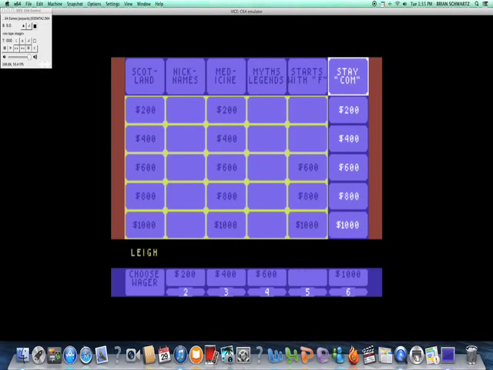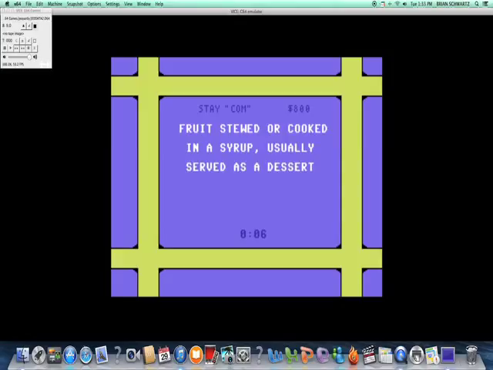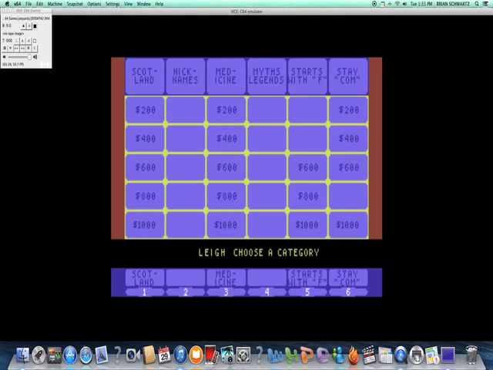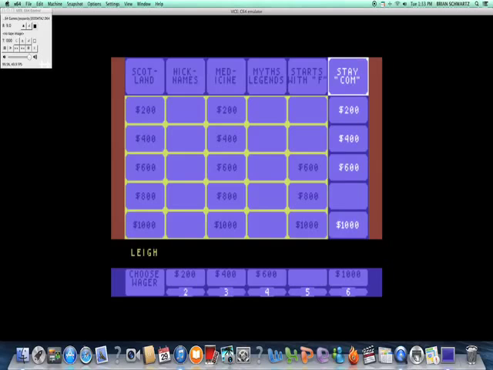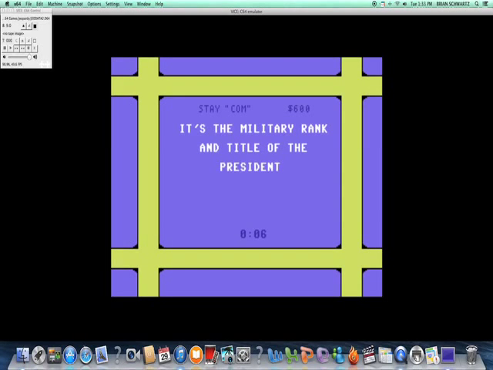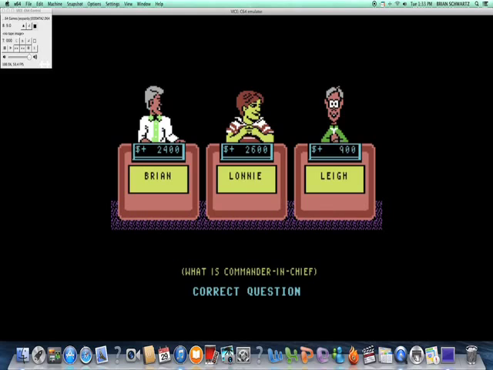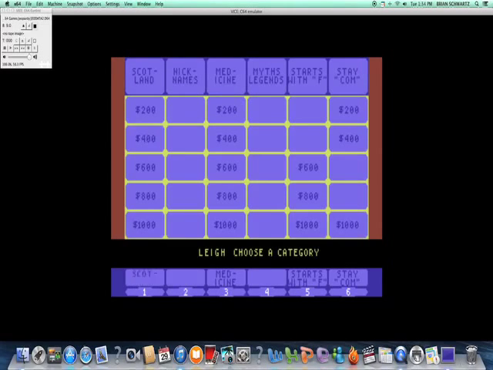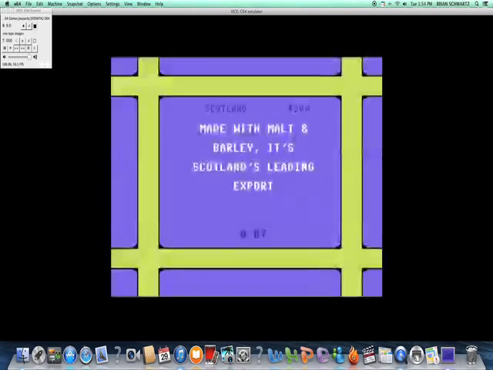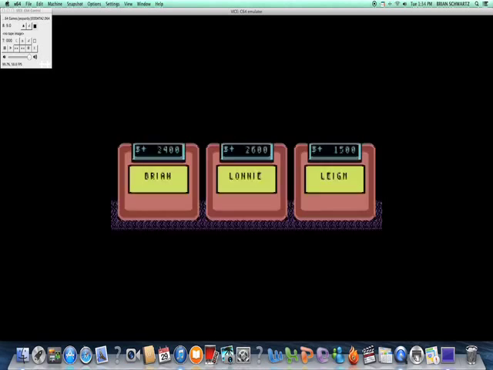Stay calm for 800. Fruit stewed or cooked in a syrup, usually served as a dessert. What is a compote? I think that's how it's spelled, or pronounced. 600, stay calm. It's the military rank of the title of the president, and Lee has it. What is commander-in-chief? Scotland for 200. Made with malt and barley, it's Scotland's leading export.